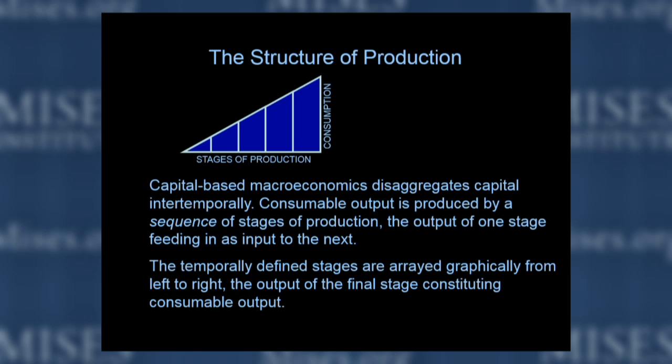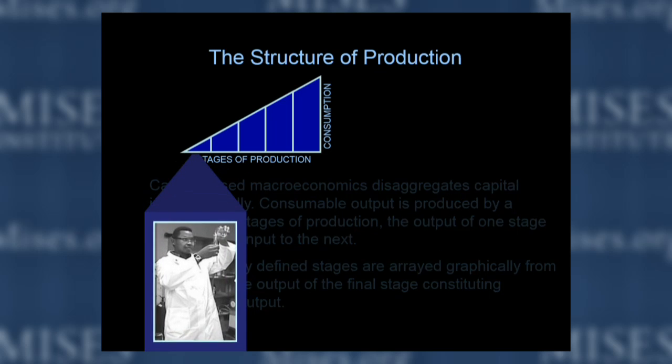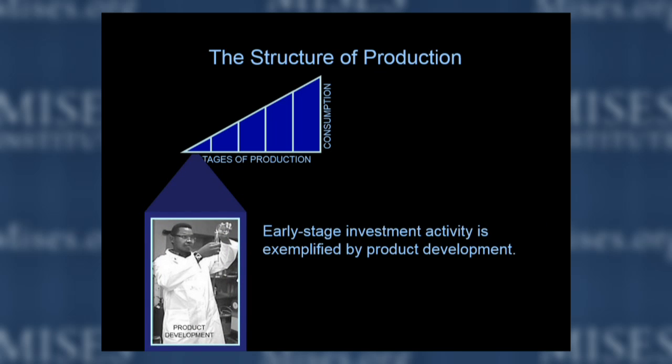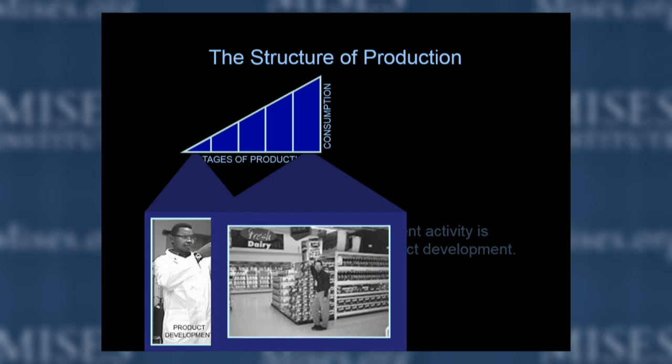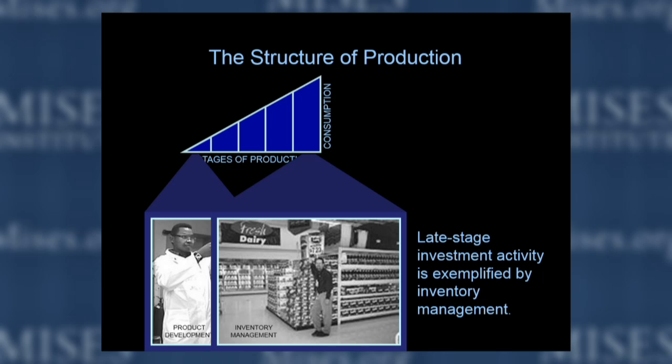Let me get my story going here. So there's the early stage investment activity exemplified by product development. Looks like he's doing a pretty good job there. And late stage investment activity is exemplified by inventory management. He just needs some customers. He's short on that. Now, look at that triangle. It looks awfully simple.